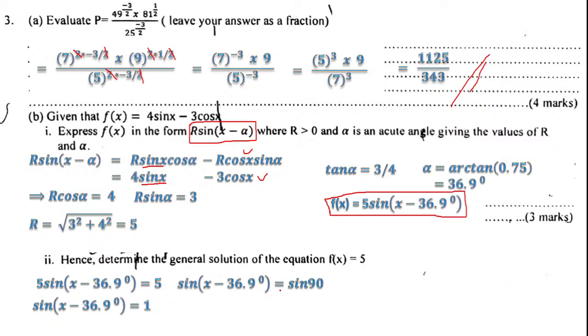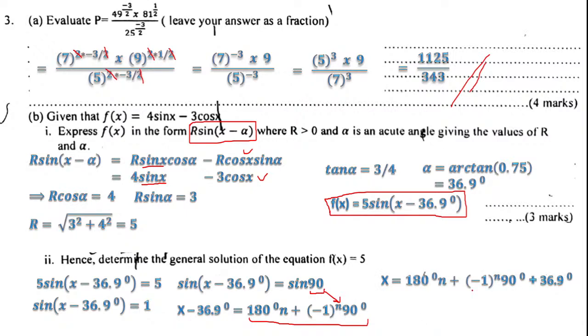Whenever you have sine A equals sine B, to get the general solution, this is what we are going to do. We will say A is equal to 180 degrees n plus minus 1 to the power n times B. So the angle we have on the right hand side, the 90 degrees, takes the position of B, while we have x minus 36.9 degrees at the position of A. So this is the general solution, but we are solving for x. So we completely solve for x now, and we will have x equal to that. Okay, so that is what we have.